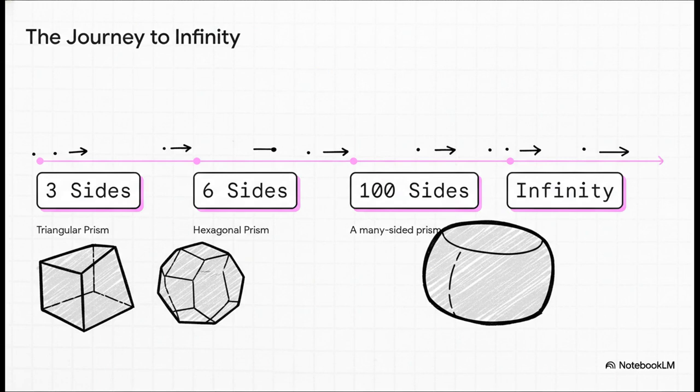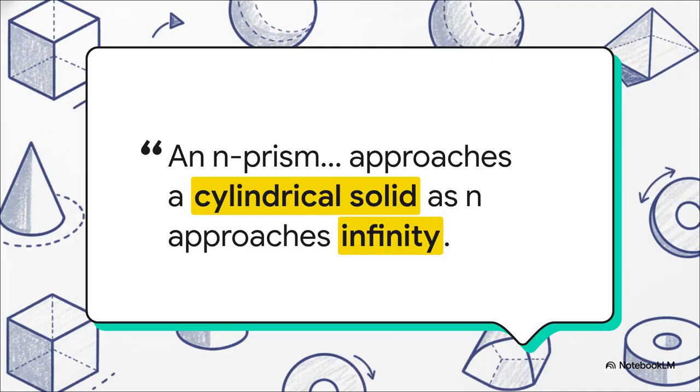Well, as you can see, the more sides you add to that base, the less blocky the prism looks. It starts getting smoother, rounder. I mean, a prism with 100 sides would look almost perfectly round. So what happens at that logical extreme, a base with an infinite number of infinitely tiny sides? Well, what you've created is a perfect circle. And what do you call a prism that's built on a circular base? A cylinder.